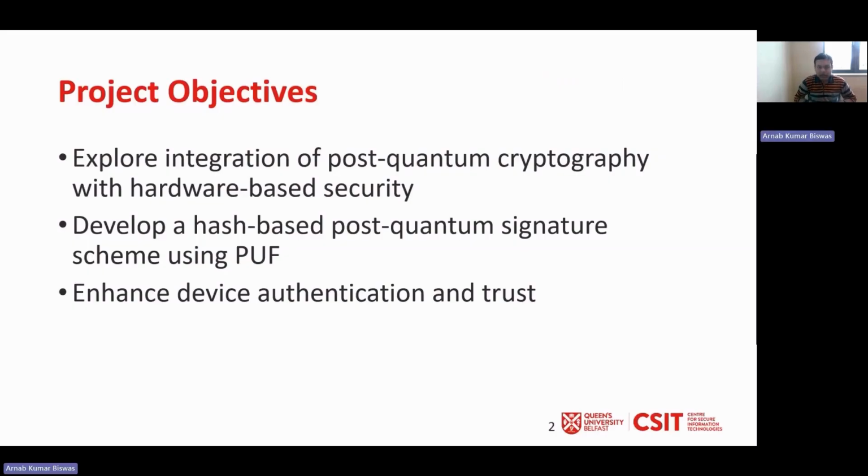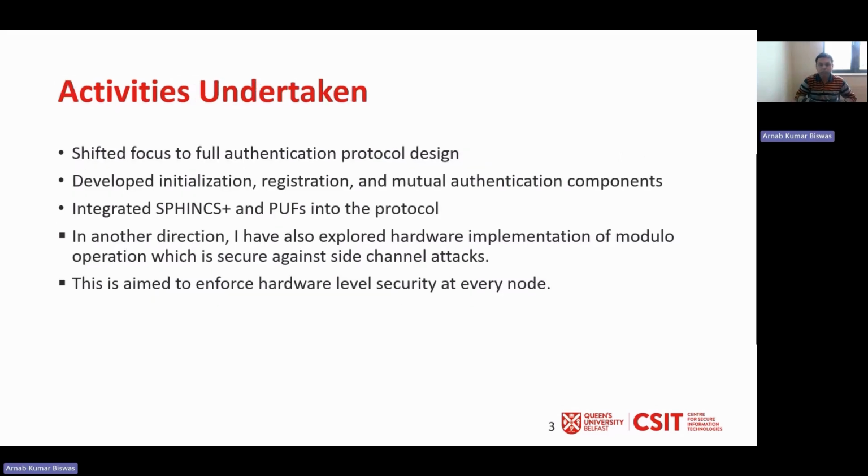So it was a short project, but the main project objectives were mainly to explore integration of post-quantum cryptography with hardware-based security, then develop a hash-based post-quantum signature scheme using physical unclonable function, and also to enhance device authentication and trust. In this talk, I will try to give a high-level overview of this work without going into too much detail. So what are the activities we have taken?